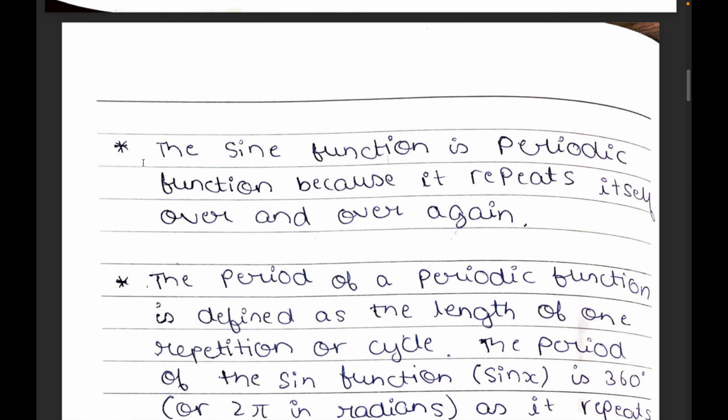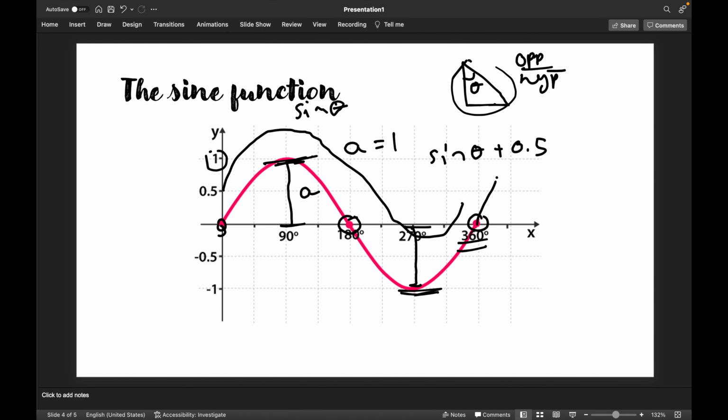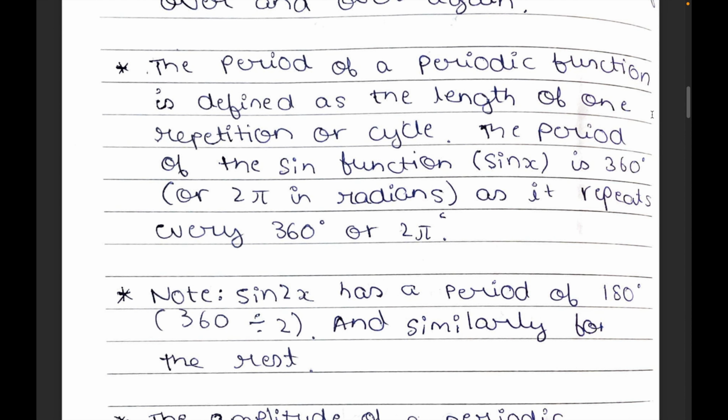And then, as we've already looked at before, the sine function is a periodic function because it repeats itself over and over again. So you can keep drawing this sine function from here. It never really stops unless you do. And then the period of a periodic function is defined as the length of one repetition or cycle. And the period of the sine function, sin x, is 360 degrees. Or if you want to write it in terms of radians, it would be 2 pi. And then it repeats every 360 degrees and 2 pi radians. So that's why the period would be the following.